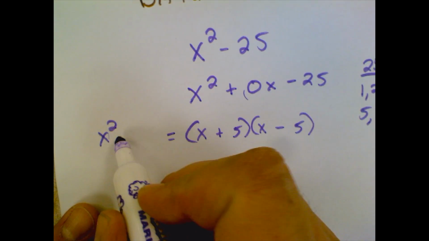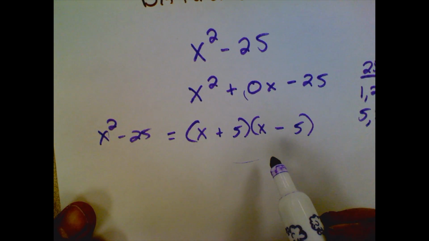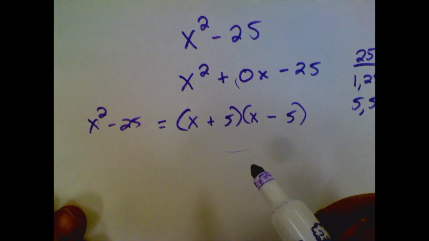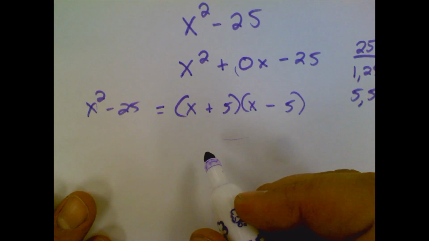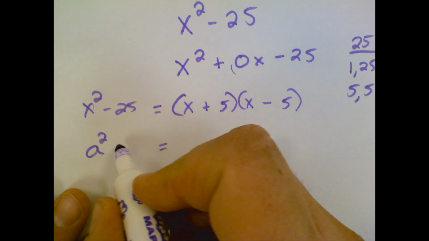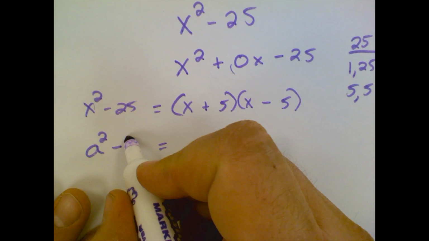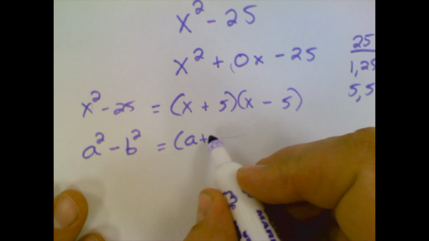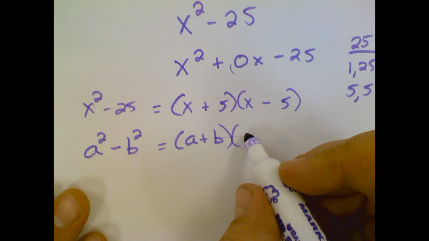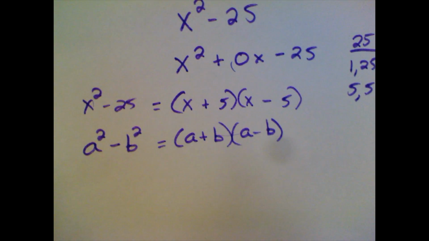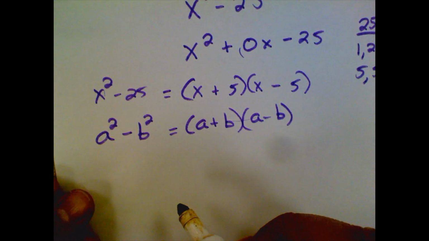Okay, so the question is, how can we go a direct route? How can we go from x squared minus 25 directly to this? Okay, well, there's patterns. You could sit there and put a 0x term in there all day long. That's fine. But if you remember this rule, if you have some term that's squared minus another term that's squared, it's always going to factor as a plus b times the quantity of a minus b, just like we saw with this example. Okay, it's always going to have that same pattern. So this is called the difference of two squares.